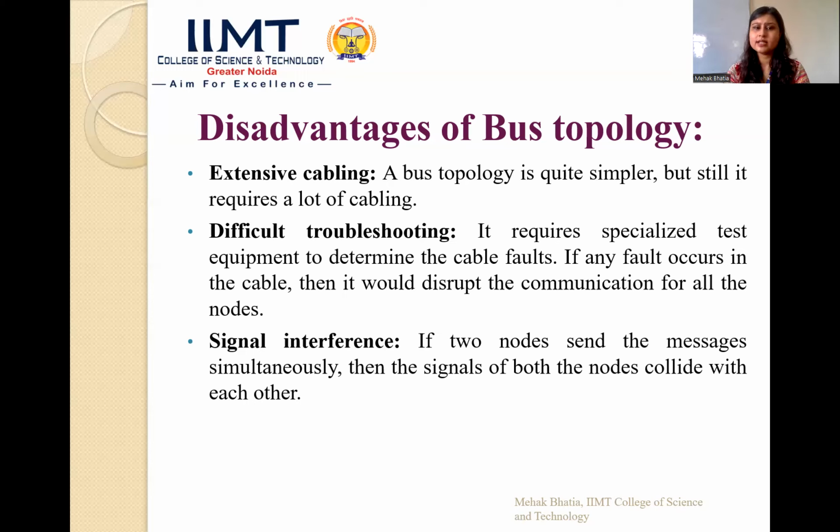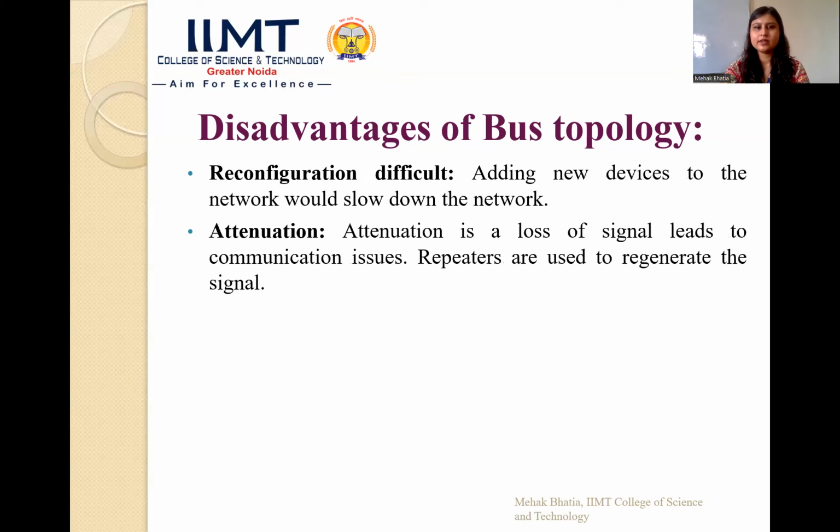Next disadvantage is signal interference. If two nodes send the message simultaneously, then signals of both the nodes collide with each other, which will result in interference of the signal. Now, let's suppose A sends a message across the bus topology, and at the same time, C also sends a message across the bus topology. Then the messages can collide with each other, resulting in signal interference.